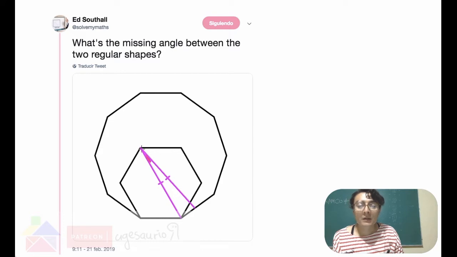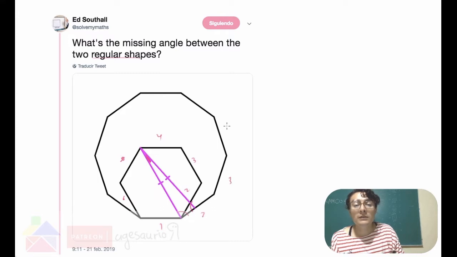And this figure is shown as an isosceles triangle, right? So we know these two sides are equal. We know these two angles are equal too. How do we go about attacking a problem like this? So we know these are two regular shapes. The inner one, it's easy to count. It's a regular hexagon.